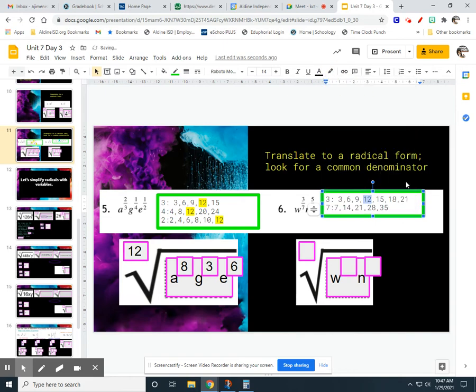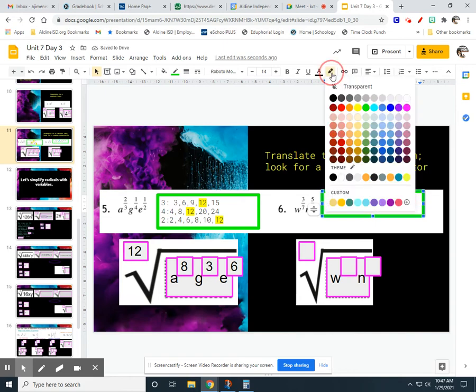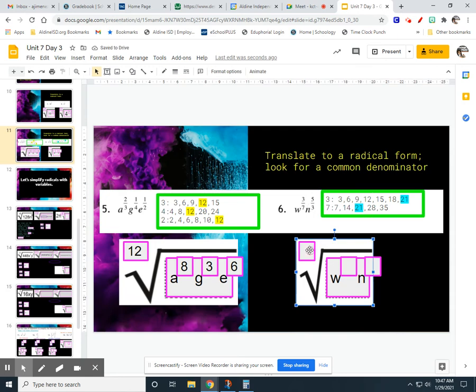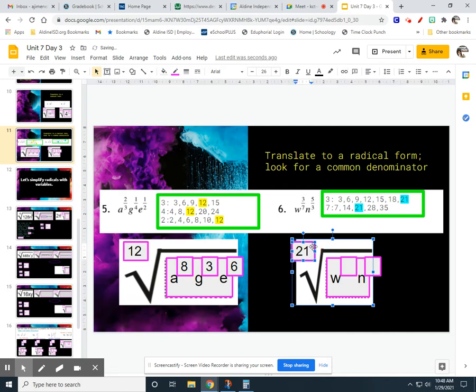I need to undo that one. 21, 21. So that means the index is going to be the common denominator, which is 21. I got to get this one to be bigger. Okay. And then we figure out 7 times 3 is 21. So 3 times 3 is 9. 3 times 7 is 21. So 5 times 7 is 35.